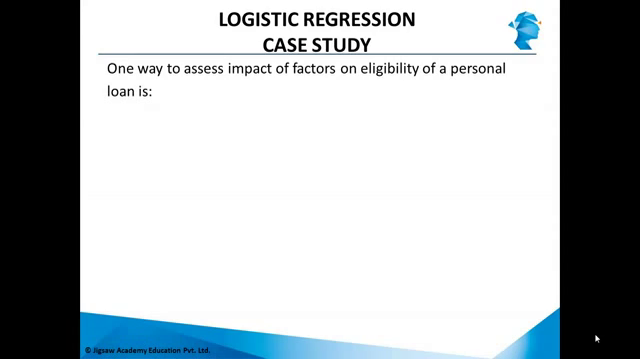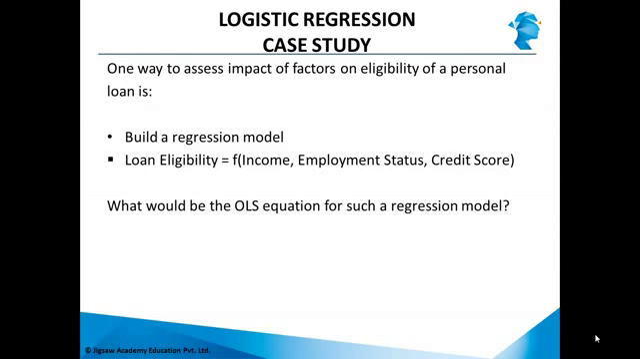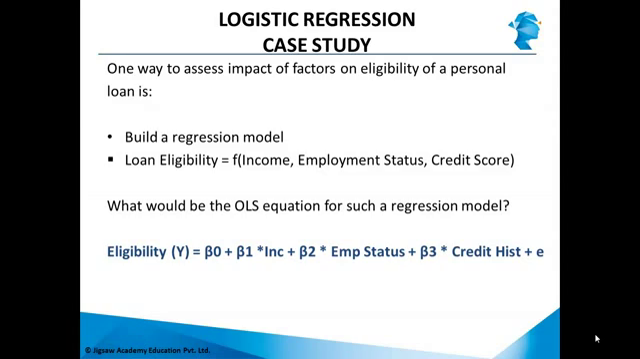Now, just based on our understanding of regression techniques, one very intuitive way to assess the impact of factors on eligibility of a personal loan is to set up a linear regression model. So you say that loan eligibility or default behavior is a function of income, employment status, credit score. If I build a linear model, I will end up with a model that looks like this: loan eligibility Y, which is simply the inverse of the likelihood of default. So the higher the likelihood of default, the less eligible you are for a loan.